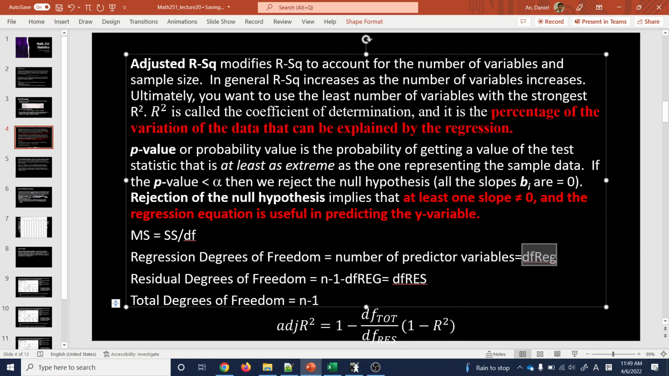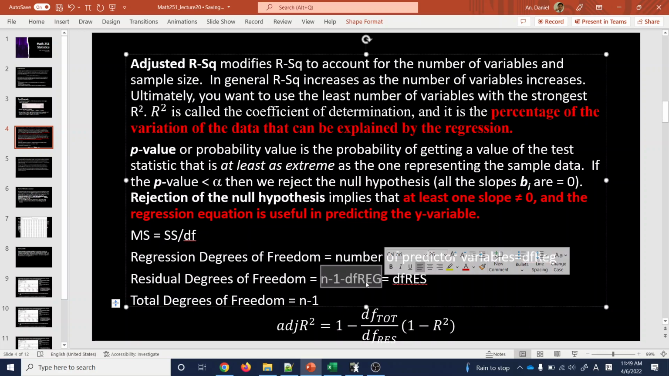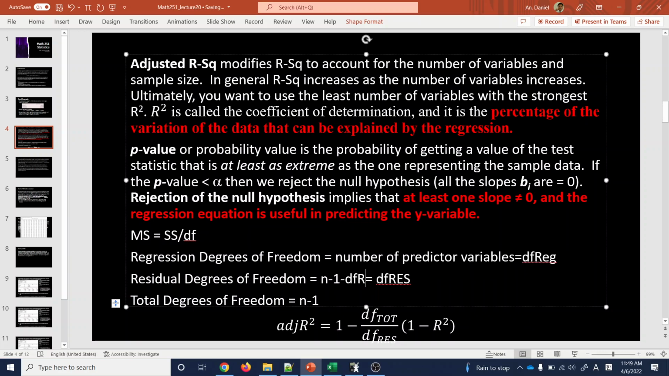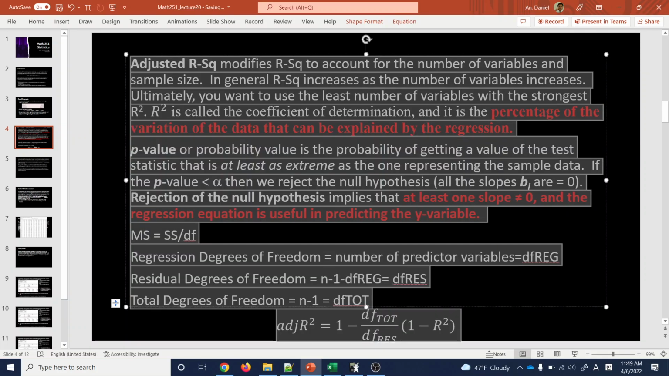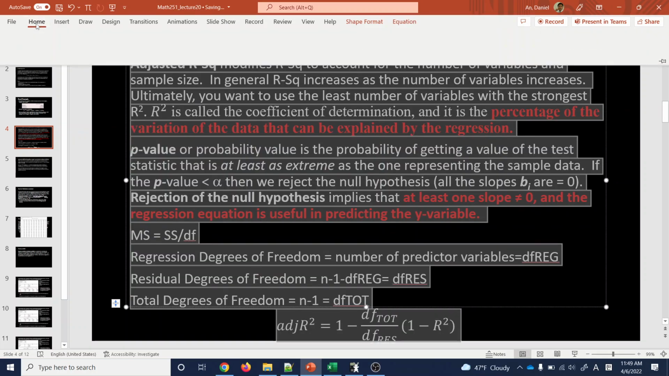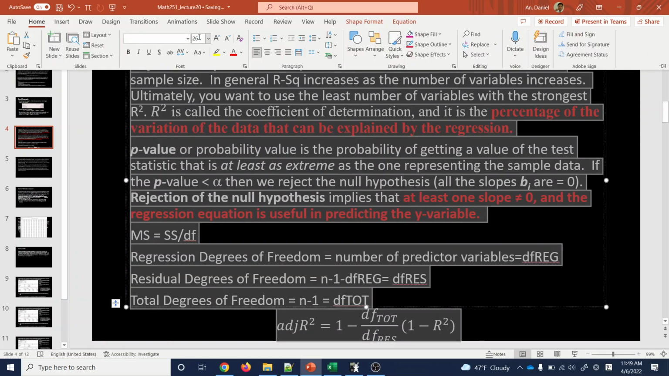If you add degrees of regression plus the n minus 1 minus degrees of regression, then these two things will cancel. I think I should use capital here. This one and this one will cancel, and it leaves you with n minus 1. So that's what we call the degrees of freedom total. Okay, total degrees of freedom.